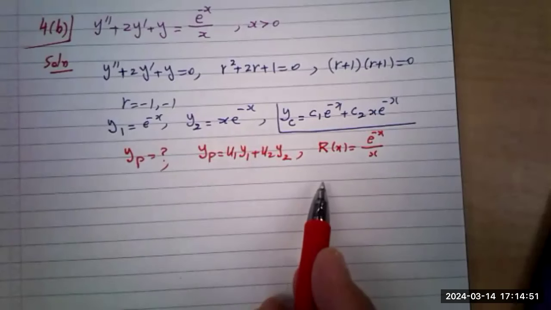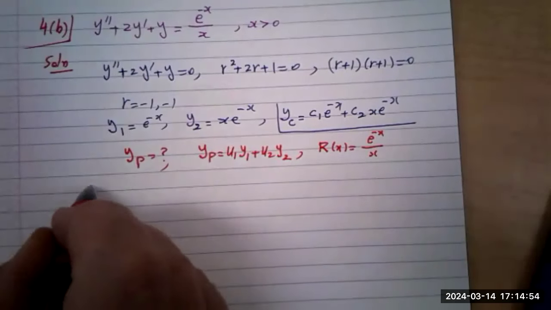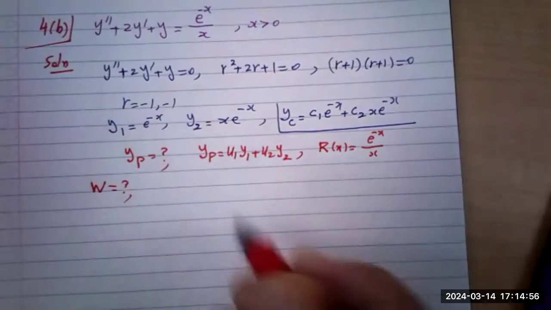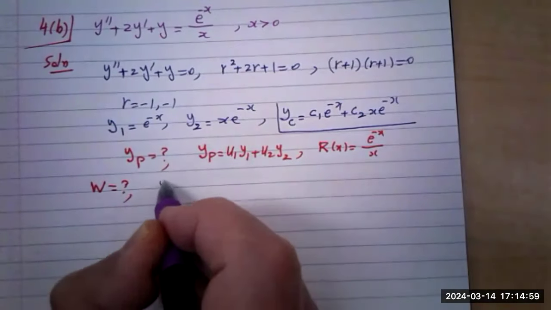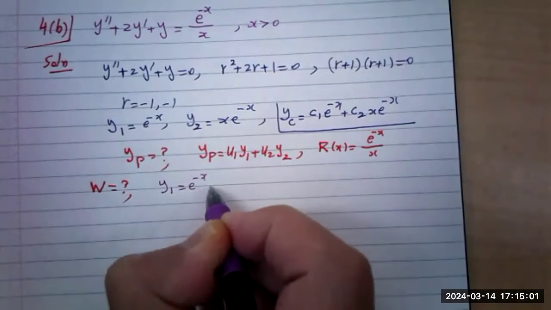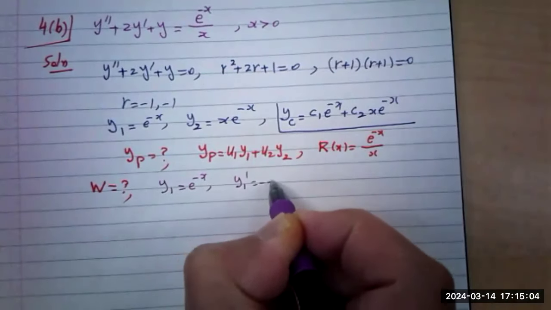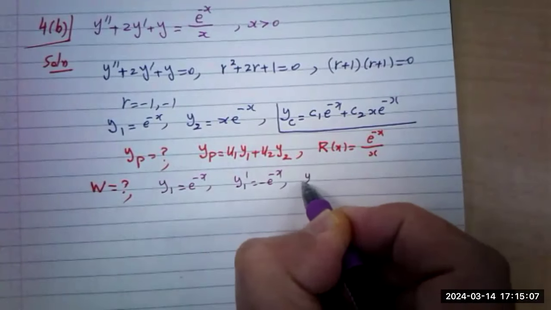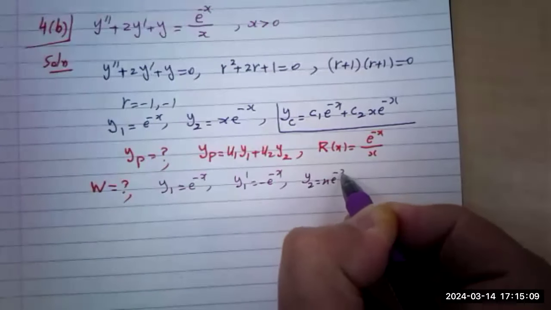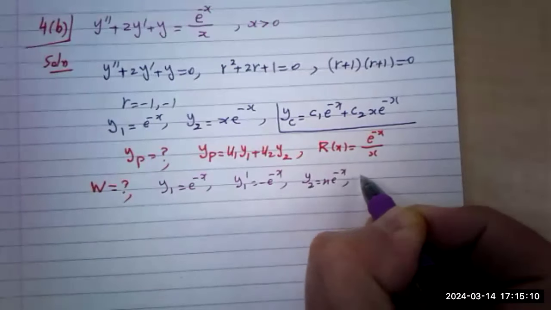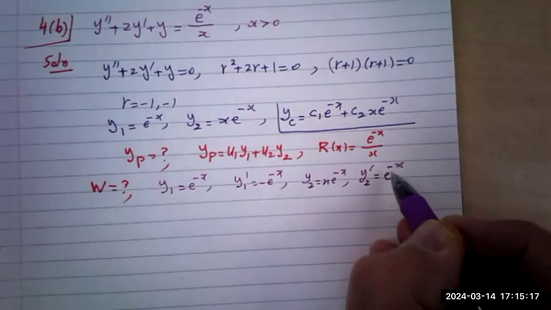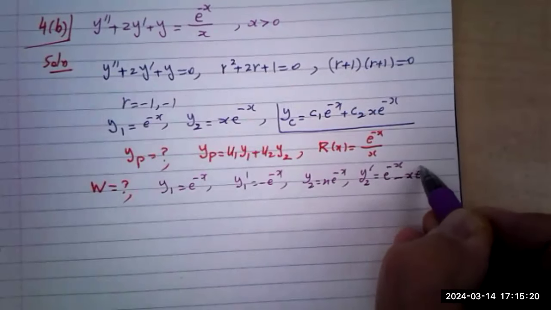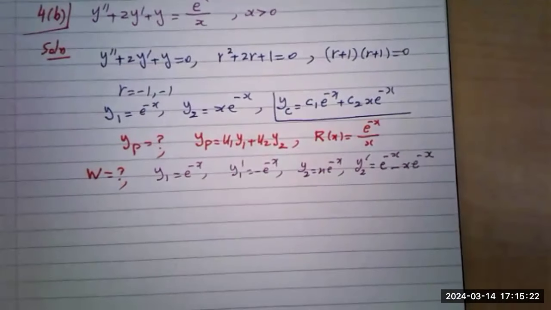Wronskian. Okay, so we want to find what is the W. So there you are. We have y1 is e to the negative x. We get y1 prime, e to the negative x. Y2 is x e to the negative x. So y2 prime, by the product rule, the first times the derivative of the second, negative x, plus the second times the derivative of the first, is going to be negative x e to the negative x. Okay. I'll go with the Wronskian.